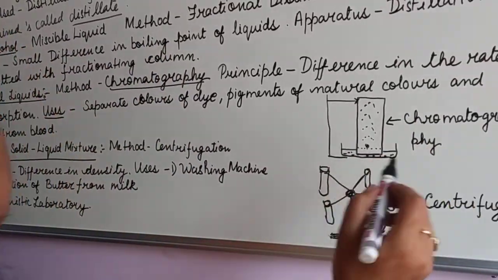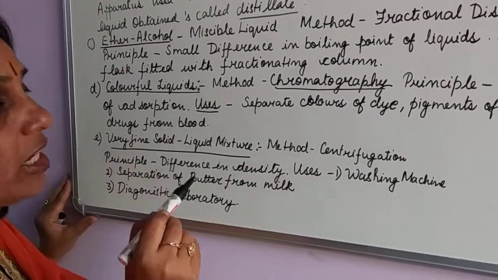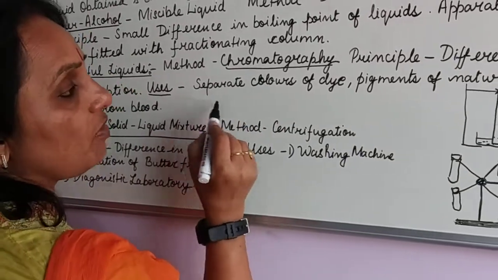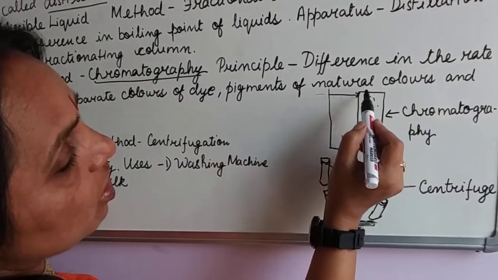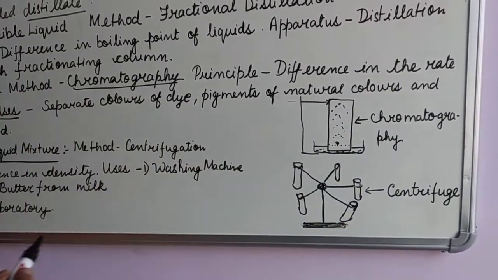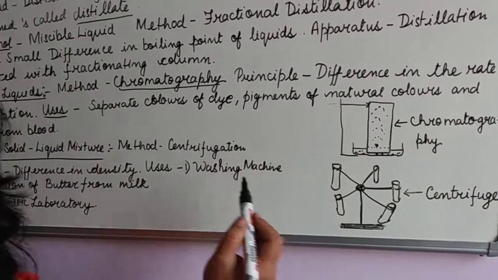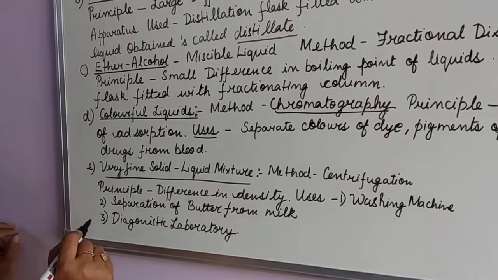So chromatography is the technique, remember, which is used for the separation of only colorful pigments. What are the uses? It is used for separation of colors of dye. It is also used for separation of natural colors like that of chlorophyll, like that of the petal extract. It is also used for the separation of drugs from blood.